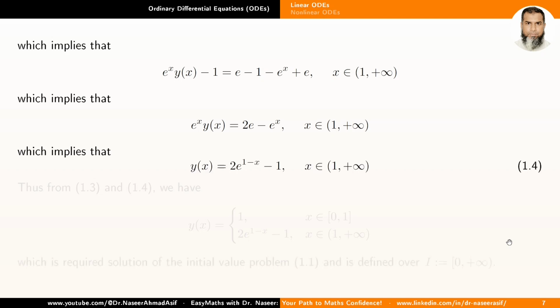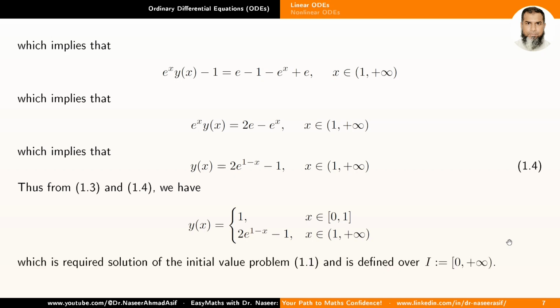So y of x is equal to 2 exponential of (1 minus x) minus 1, where x belongs to the open interval 1 to plus infinity. Thus from equations 1.3 and 1.4 we have y of x is equal to 1 for x belonging to the closed interval 0 to 1, and y of x is equal to 2 exponential of (1 minus x) minus 1 for x belonging to the open interval 1 to plus infinity. Which is the required solution of the initial value problem 1.1 and is defined over the closed interval 0 to plus infinity.